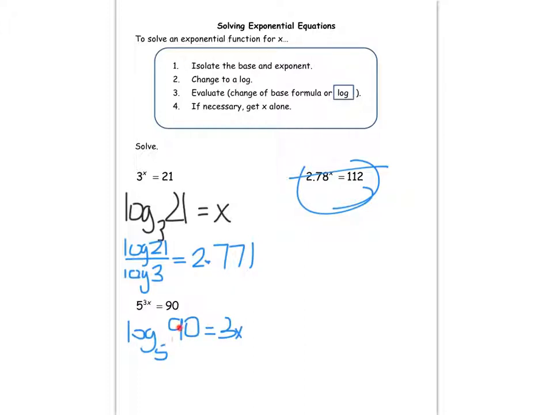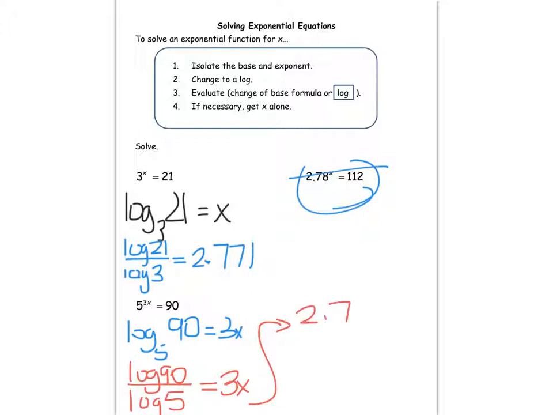Again, the base is a 5, not a 10, not a common log, so my calculator button is not helpful yet. I first have to use the change of base fraction. So I have to do log 90, because that's what I was trying to take the log of, and divide by the log of the old base, which was 5. But this time that's still going to equal 3x, so I'm not going to be done after I type it in my calculator. So I get 2.796, but that still equals 3x.